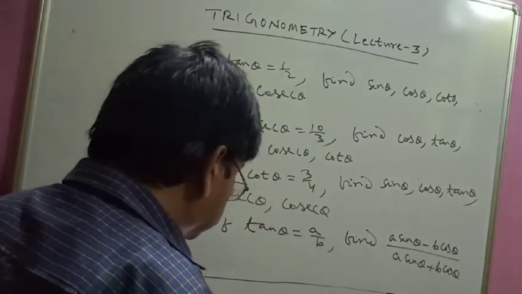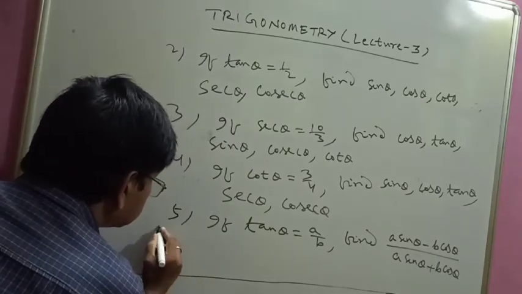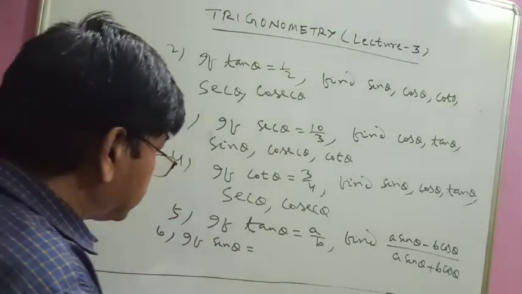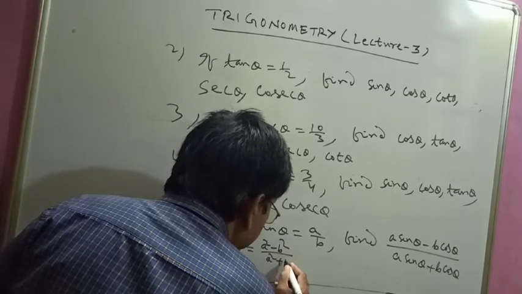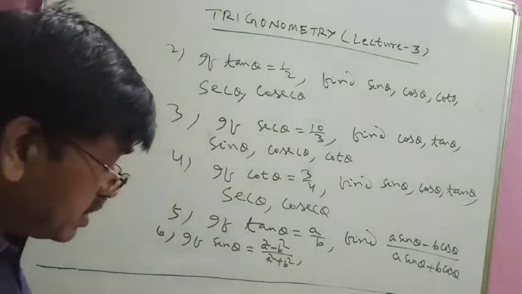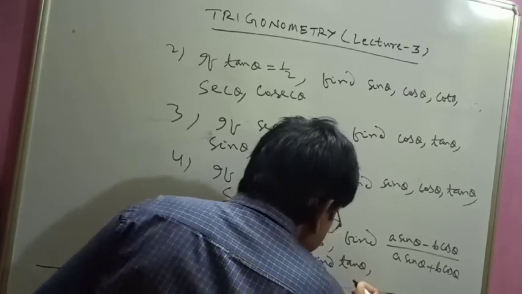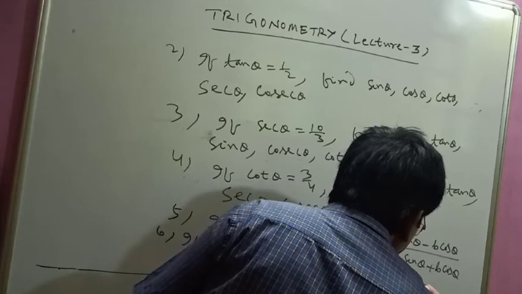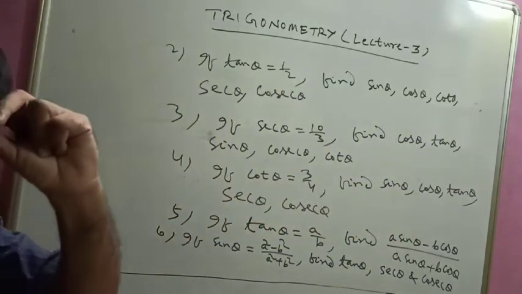Question number 6: if sin theta is equal to a square minus b square divided by a square plus b square, find tan theta, sec theta, and cosec theta. So please take it.